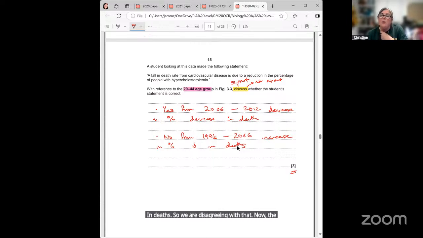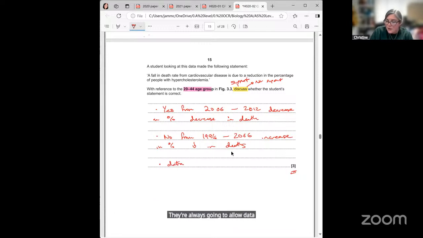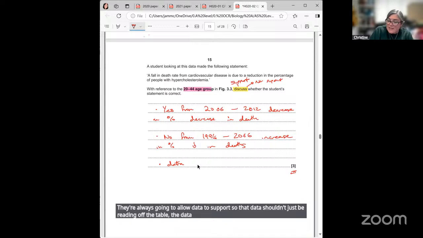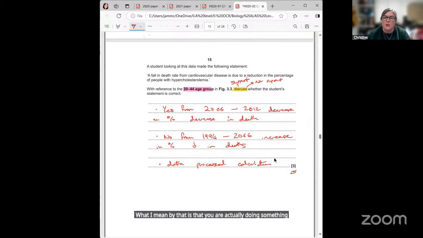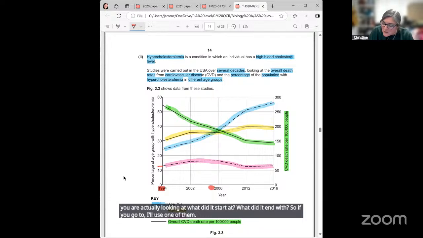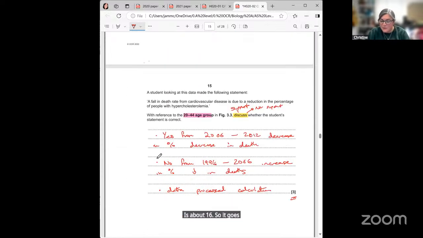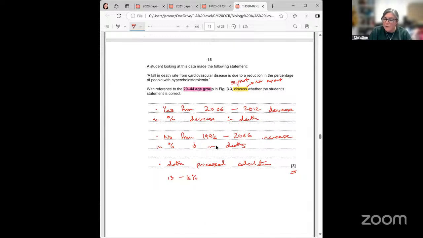Now, the other thing to note: when it comes to a graph question, they're always going to allow data to support. So that data shouldn't just be reading off the table. The data should be given as a processed calculation. What I mean by that is that you are actually doing something with the data. So you are actually looking at what did it start at, what did it end with. So if you go to, I'll use one of them, here, that's about 13. And here is about 16. So it goes from 13 to 16% for 1994 to 2006.